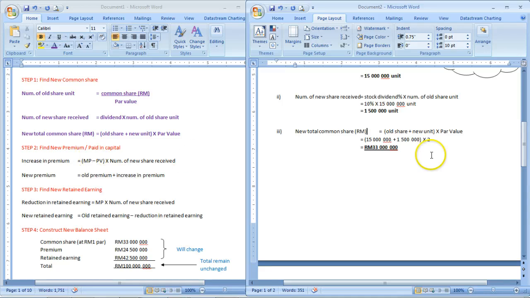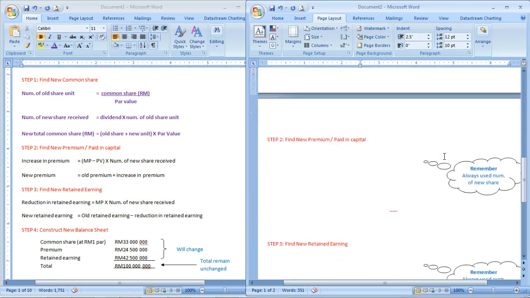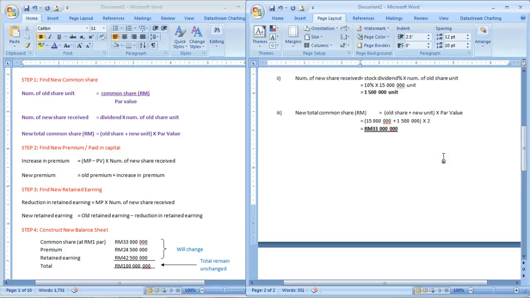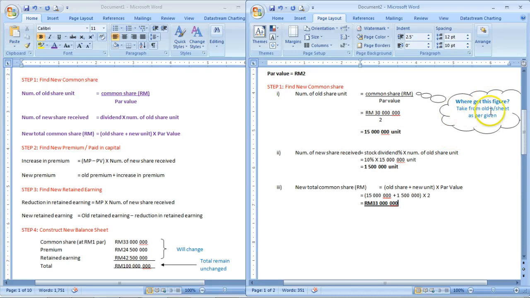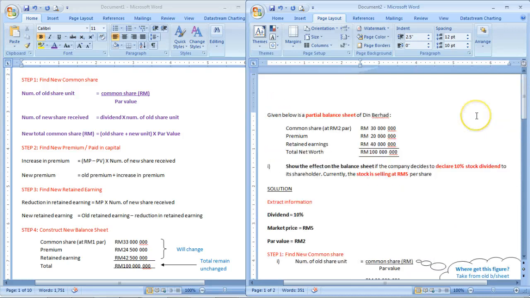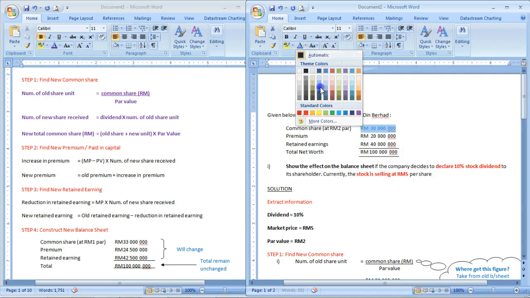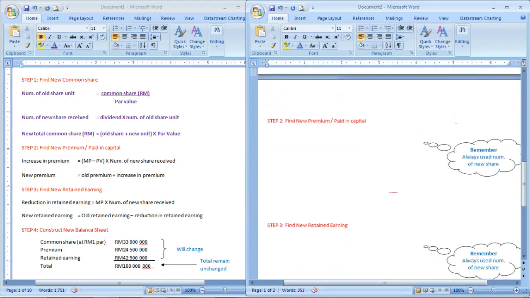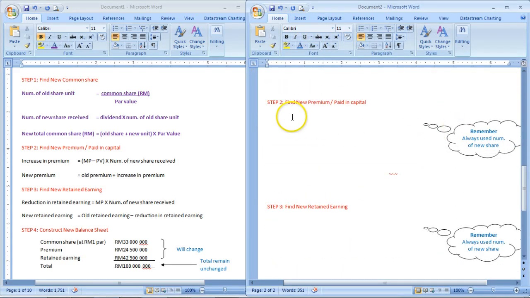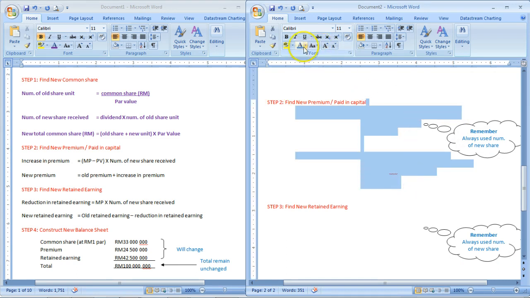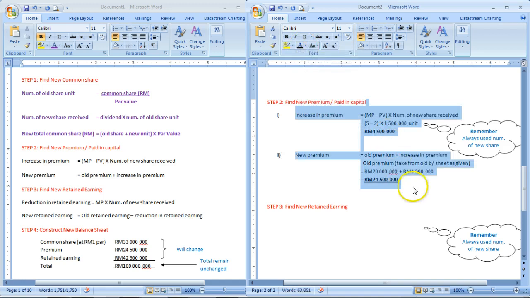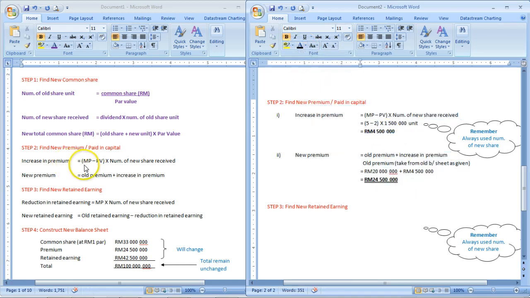Find the new premium paid in capital. Where do you get it from? From the old balance sheet as given. You see, from the old balance sheet. Just to remind you. Now, next step. What is the formula for this one? Increase in premium equals market price minus par value times the number of new shares received.